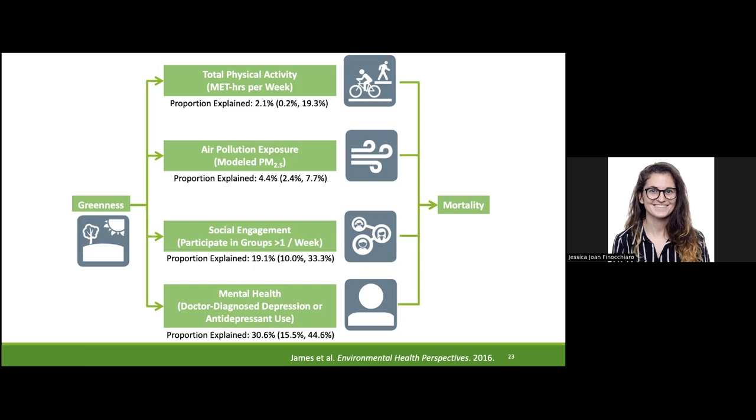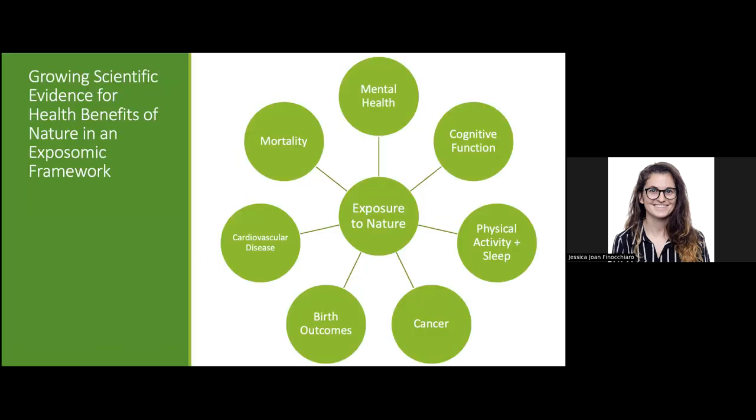So that's interesting. But actually, mental health explained about 30% of the association between greenness and mortality. This mental health pathway we've explored more and published on more, and it's pretty consistent that people who live in greener spaces have lower incidence of depression and lower levels of anxiety. And that does seemingly translate into health benefits in terms of mortality. So some really interesting work there.